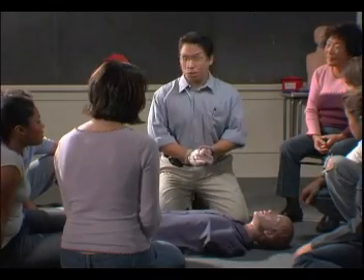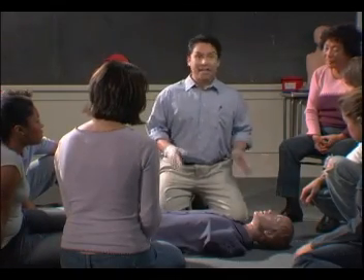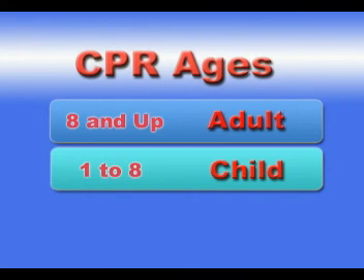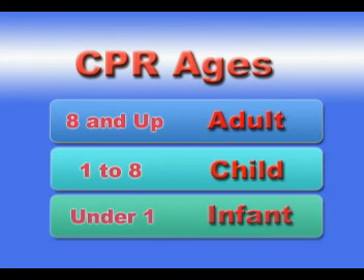CPR is most effective when started immediately after collapse. Let's learn how to use the ABCDs on an adult victim. Dummy Dan here is at least 8 years old, because in the world of CPR, that's the age we consider them an adult based on body weight and size. We consider a victim age 1 through 8 a child, and anyone under a year an infant. We'll get into how to help children and infants a little later.